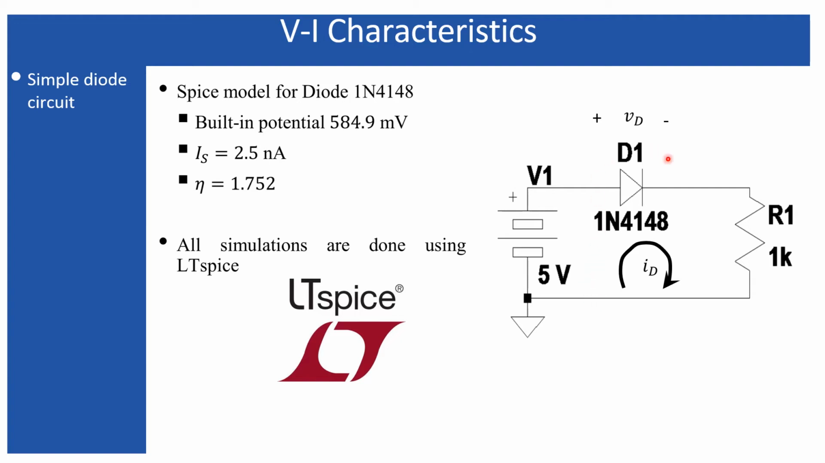For example, here I am going to use the diode model 1N4148. This diode model means the SPICE equivalent model of this diode. 1N4148 utilizes these values: the built-in potential is 584.9 millivolt, the reverse saturation current is 2.5 nanoampere, and the ideality factor is 1.752. So these are the inputs to the LTSpice software for this diode model 1N4148.